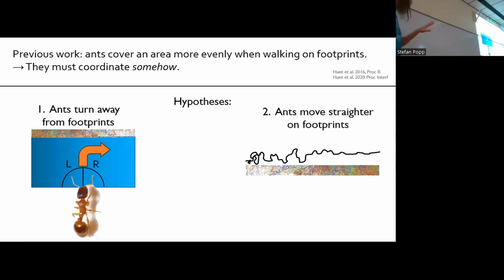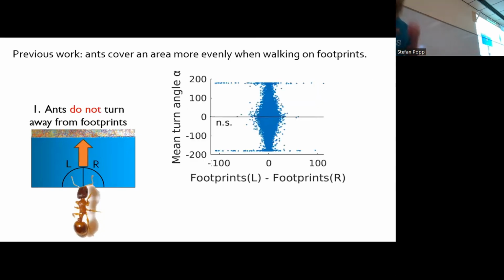So the first one is moving away from where others have already searched to find new places. And the second one is when you are on a patch where others have been searching already a lot, then you want to go straight out of that area. And then you can walk more tortuously outside of that area.